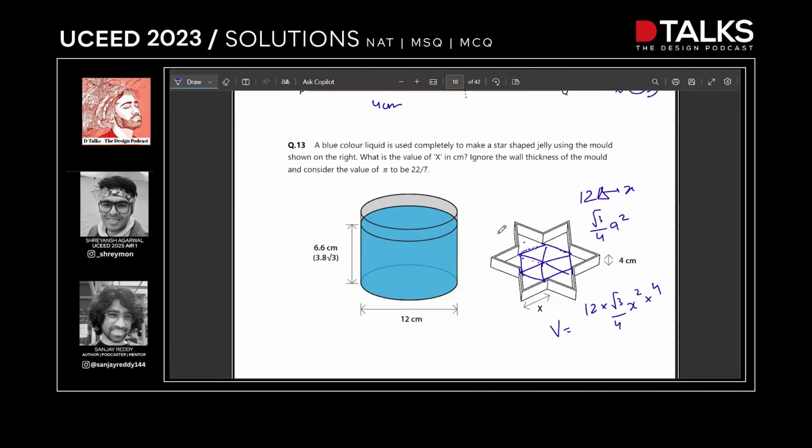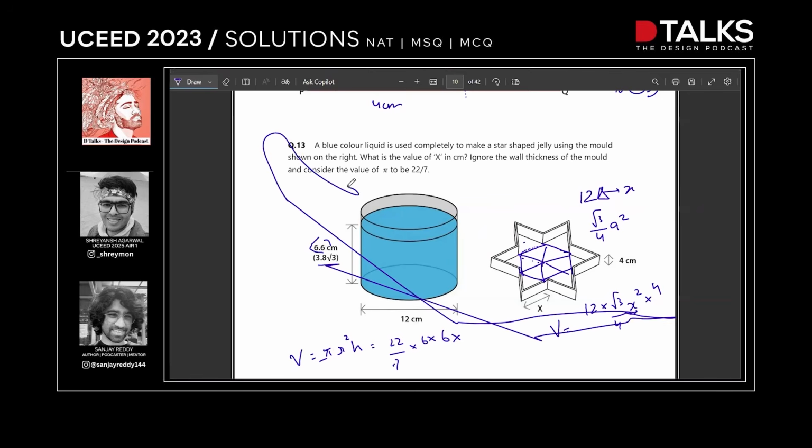Now, what is the amount of volume that's given to us? That we're going to find using the cylinder. So the total volume given is the volume of the cylinder, which is pi r square h. So pi r square h is 22 by 7 times r square. R is 6, it's not 12. Need to be sure about that. And h, we're not going to use the value 6.6. We're going to use the value 3.823.